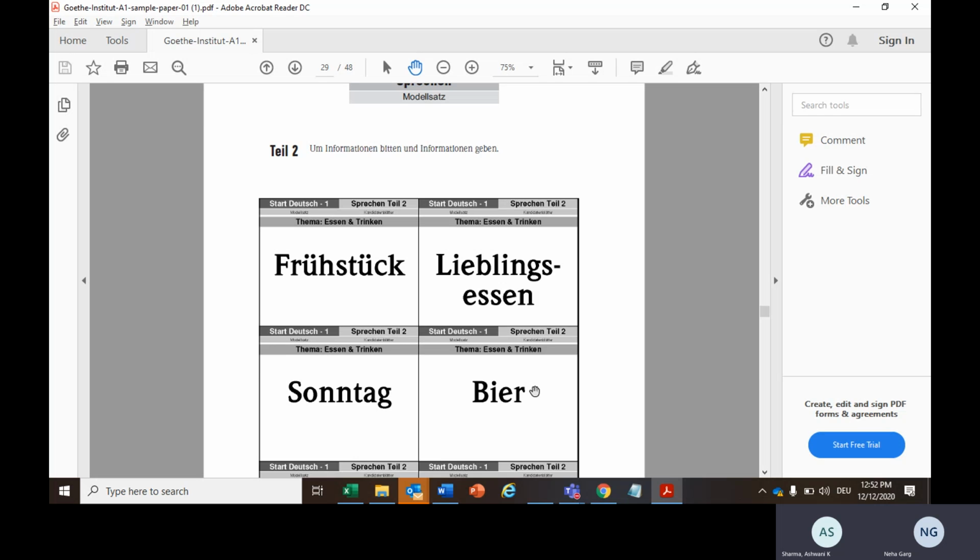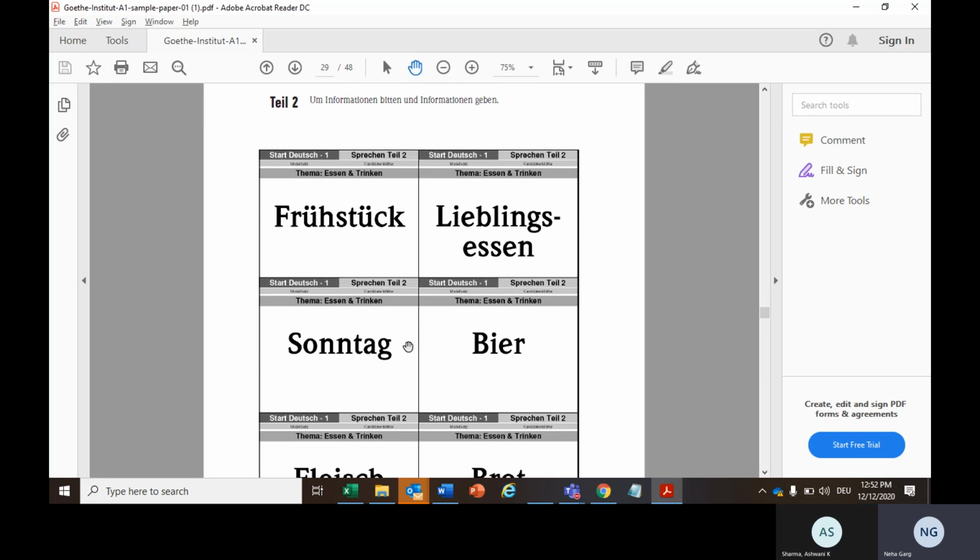Then Sonntag. The theme is Essen und Trinken. And the word is Sonntag. Am Sonntag, mein Lieblingsessen ist Butter und Brot. Okay, on Sunday, my favorite dish is butter and bread. Yeah. Okay, beer. Beer. Okay.